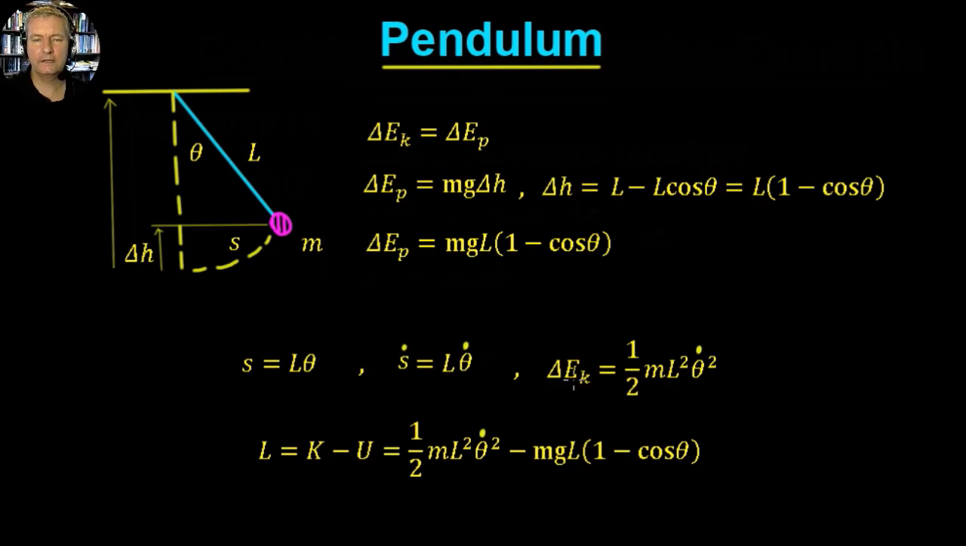So the kinetic energy is going to be half m v squared, but the velocity this time here is going to be the angular velocity, which we've just worked out, which is L theta dot. So the kinetic energy will be a half m, and it will be L squared theta dot squared. So now we've got the two things we were looking for, the kinetic energy and the potential energy.